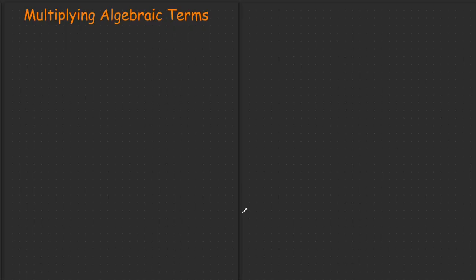In this lesson, we are looking at multiplying algebraic terms. In our previous lesson, we learned how to add and subtract algebraic terms, and we established the fact that that can only be done if they are like terms. Multiplication is quite different. Whether they are like or not like, you can still multiply. Without much ado, let's quickly look at how we can do this.